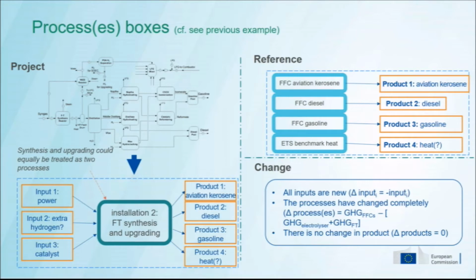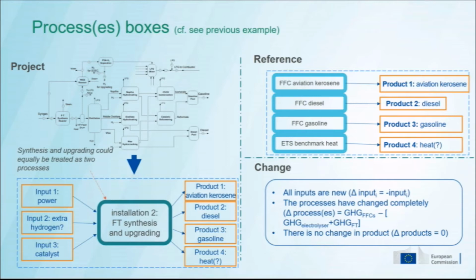So your products are kerosene, diesel, and gasoline, and possibly you'll have some heat coming out of that. Reference processes, or your reference, what you compare your project against, are these fossil fuel comparators. And these are in the table, in the updated table 2.1 in Annex C. You know, they're pretty self-explanatory.